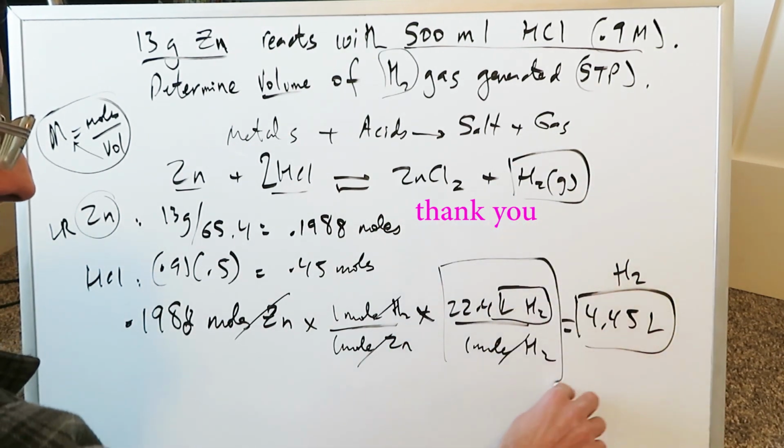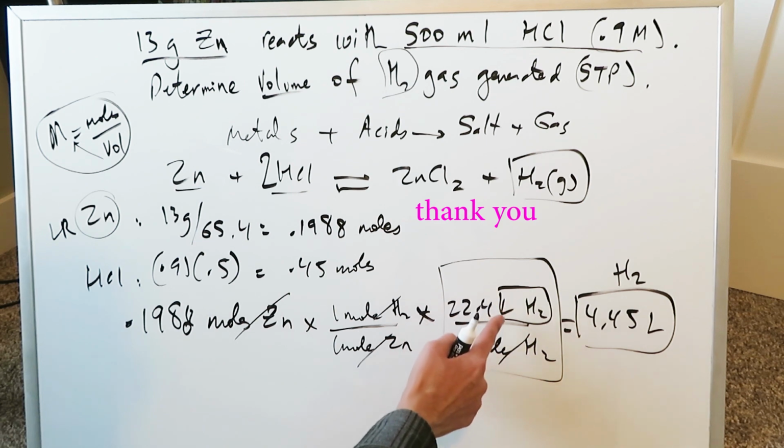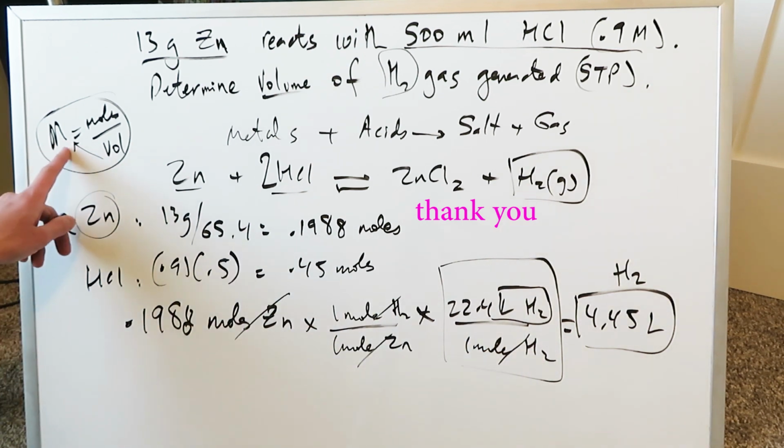But you have to remember this particular factor here, 22.4 liters of any gas, which is an ideal gas, will be the space occupied by 1 mole of that gas, and also molarity or concentration is moles over volume. Everything here stemming from your limiting reagent.